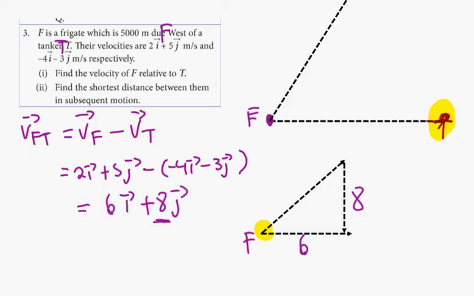Now, what angle is in here? How do I figure out that angle? Tan inverse 8 over 6, which is 53.13, would you agree with that? What does that make this angle here? 53.13. When is it at its closest? So, please remember, this is the frigate moving relative to the tanker. Okay? To the tanker.